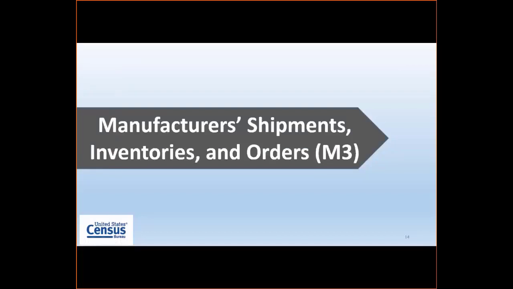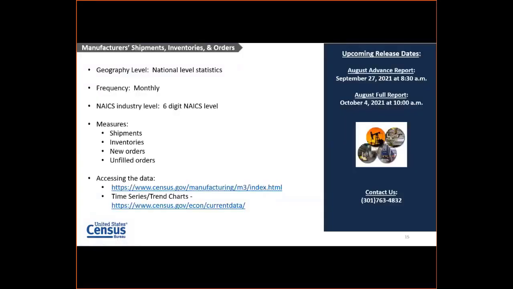Our next program is the manufacturer's shipment, inventory, and orders, also commonly referred to by the acronym M3. The M3 releases data on a monthly basis. Now, going back to that pyramid that we looked at earlier, as a monthly program, the level of statistics is only available at the national level. Now, while this is true, you'll be able to get data for select manufacturing industries at the 6-digit level, which will allow you to get industry-specific levels.